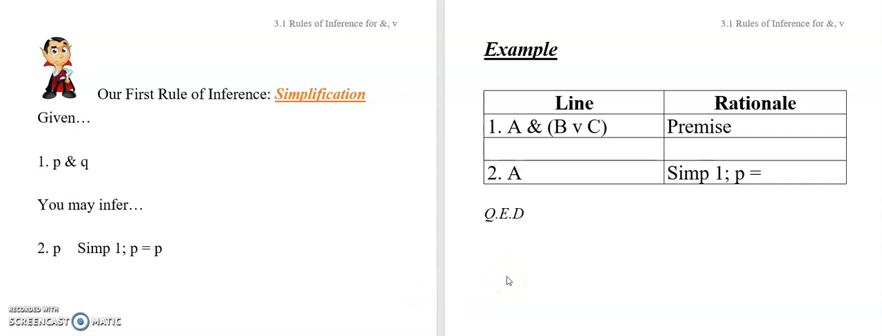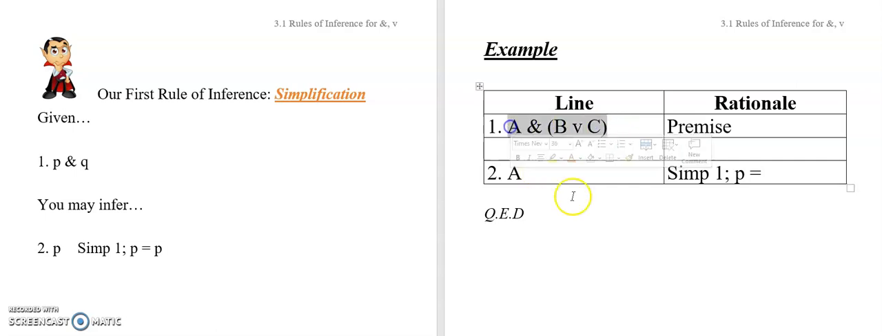Welcome to video 3.1b, our second video on section 3.1, and we're going over the technical details of the rule Simp. What it allows you to do and what it does not allow you to do. So here's another example. Let's jump straight into it.